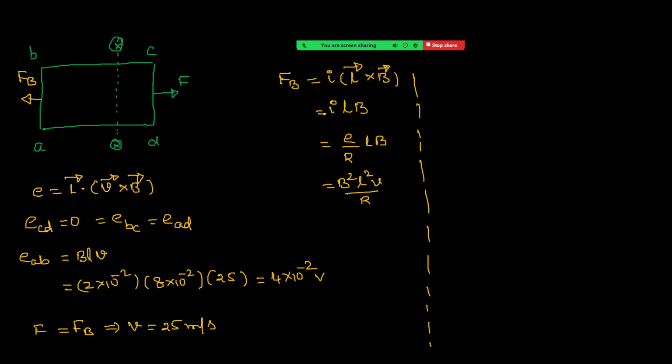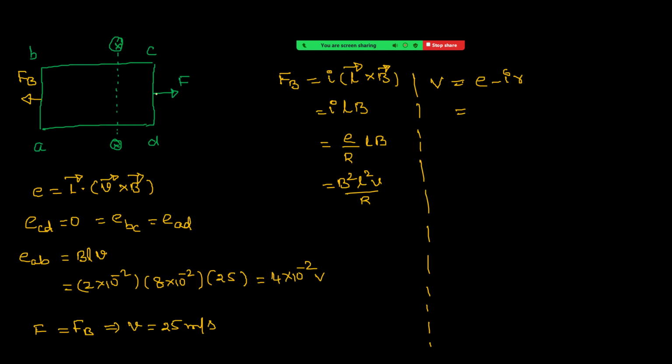We can replace AB with a battery. Then the potential difference is equal to EMF minus I into its resistance. I am replacing this AB with a battery whose EMF is equal to the induced EMF, right? And current. Can you guess the direction of current here?